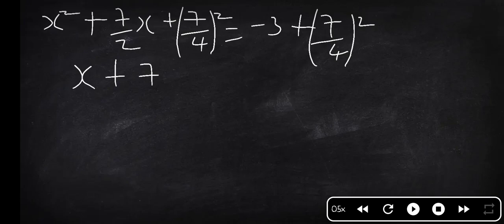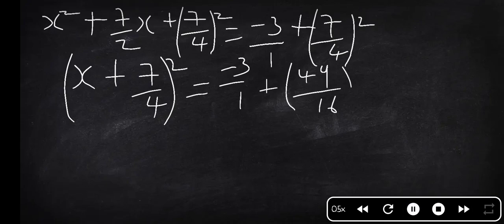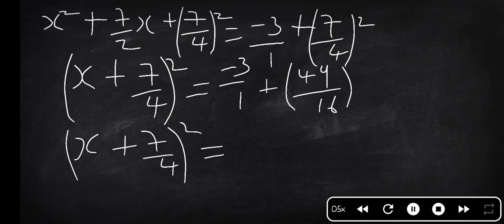Now, at this stage, you pick only the x on the left-hand side, and you pick the plus sign, the plus 7 over 2, and you pick 7 over 4 only. If it is minus 7 over 2, you pick the minus sign. If it is plus, you pick the plus sign. So you now have x plus 7 over 4 all squared equals minus 3 over 1 plus 49 over 16.